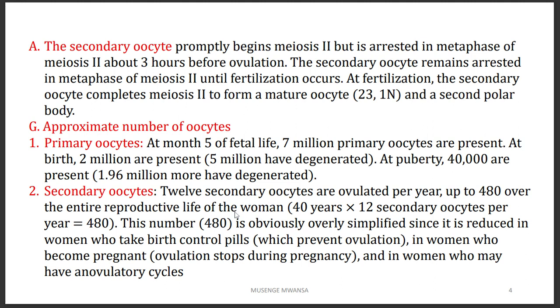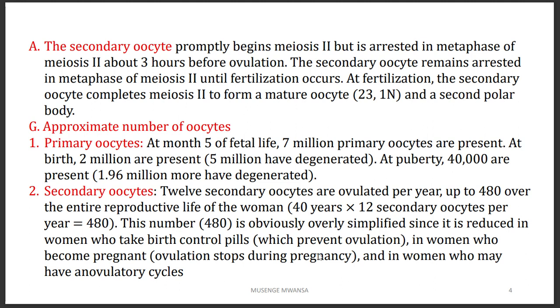Think of it, if the reproductive life of a woman is 40 years, say this lady started menstruating at, let's say, 12 years, and then menopause, say, happens at somewhere in the 50s. So if you calculate the years between, that would be 40 years approximately, and then you multiply by 12, only 480 are going to have been released.